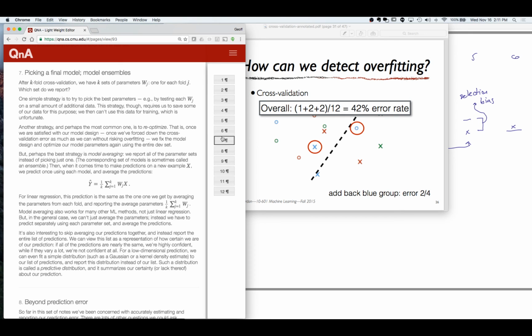Another strategy, and maybe the most common one, is to re-optimize. Re-optimizing means that after we've decided on the model structure, meaning, let's say, what variables to include, what transformations, how strong a ridge penalty, all of those decisions, we go back and take the entire development set, use it as a training set to fit the model parameters for our final model structure, and we report those final model parameters.